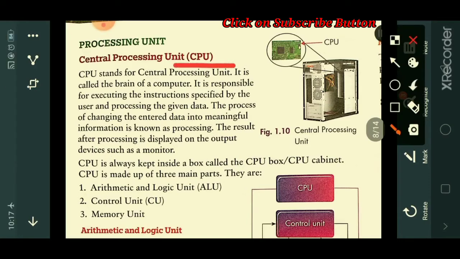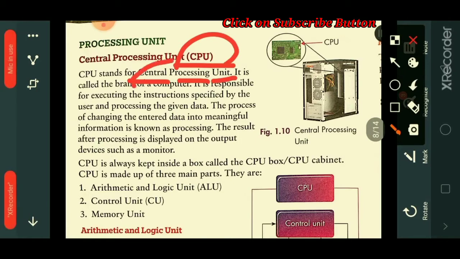CPU is called the processing unit of your computer. Now what does CPU actually stand for? C means central, P means processing, and U is a unit. So CPU stands for central processing unit.